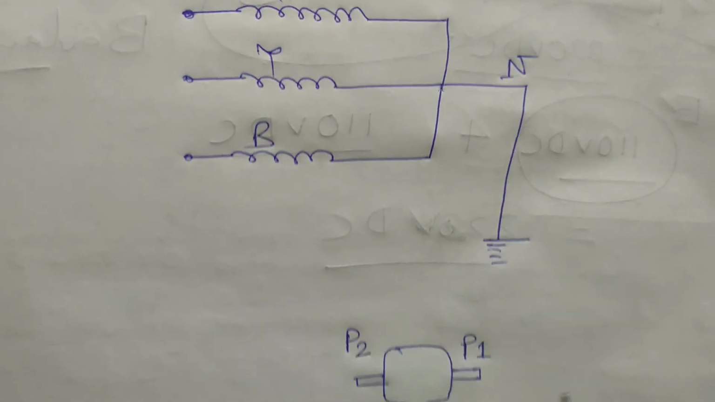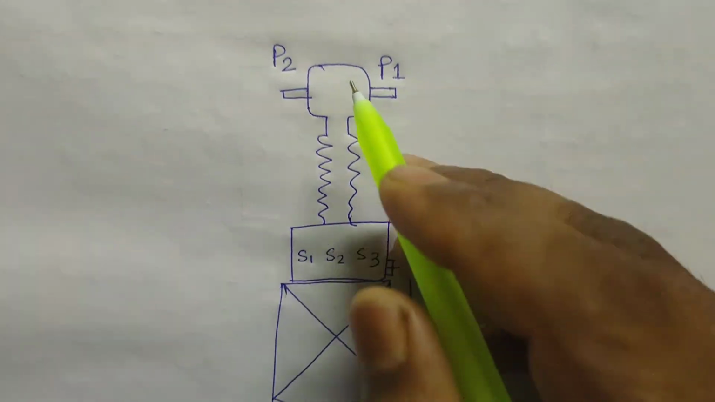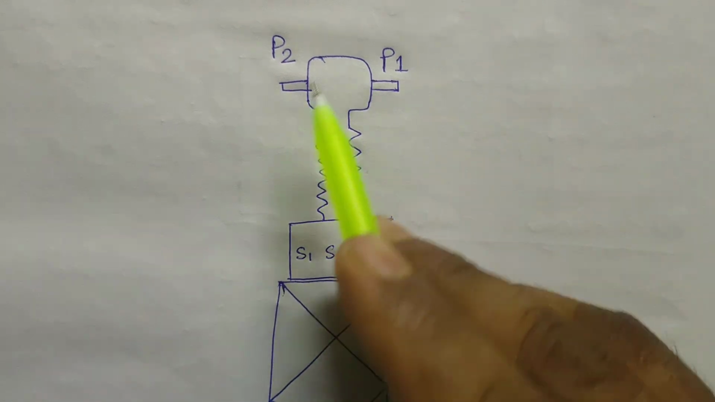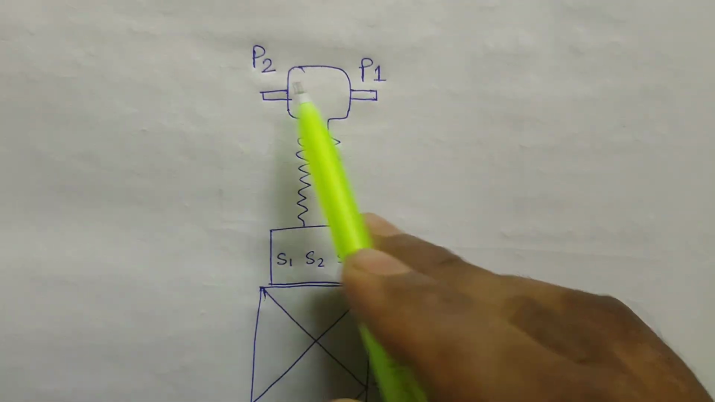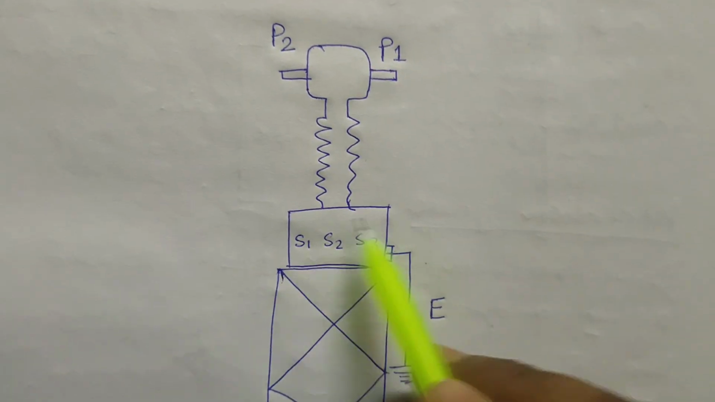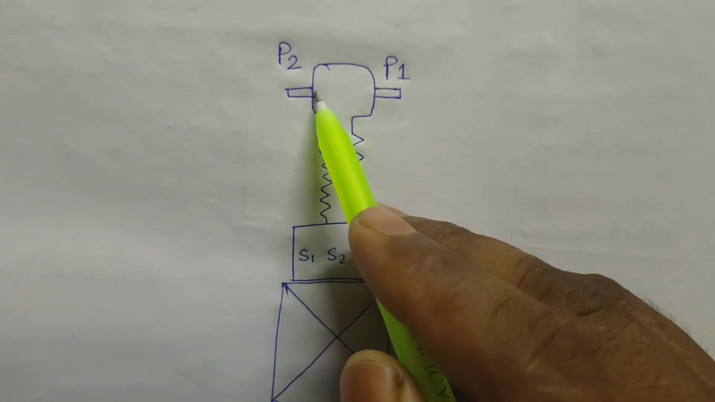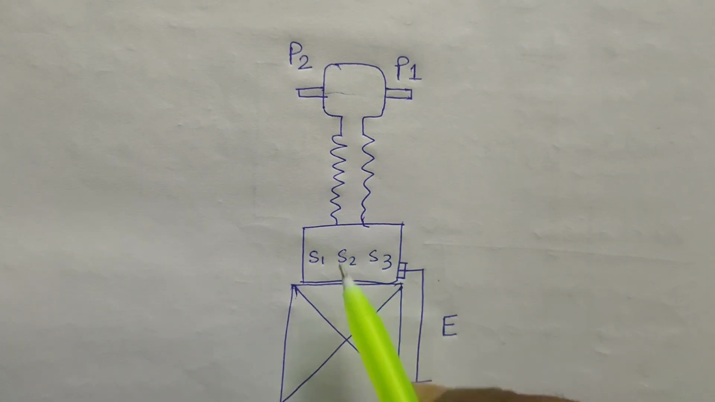And in the grounding part, I have drawn a CT, a 33 kV CT, or it may be a 132, 220, 400 kV CT, like this. This is the live tank CT. P1, P2 is the primary side, and S1, S2, S3 are the secondary terminals or secondary coil. The primary coil and secondary coil are connected to each other.